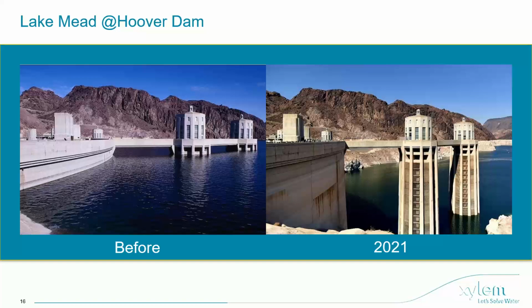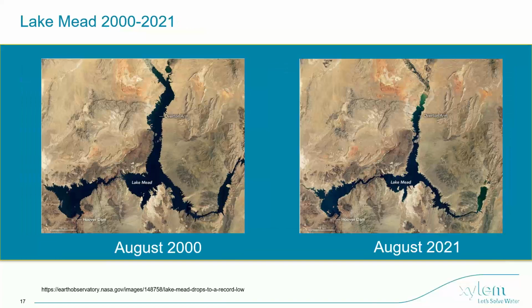So just one more example, from almost the water line, showing the water intakes at the Hoover Dam near capacity, and then in 2021 where the water level has dropped significantly. One more visualization showing the map view, the overlook view from satellite imagery, and just in the last 22 years, how the lake has shrunk in size.